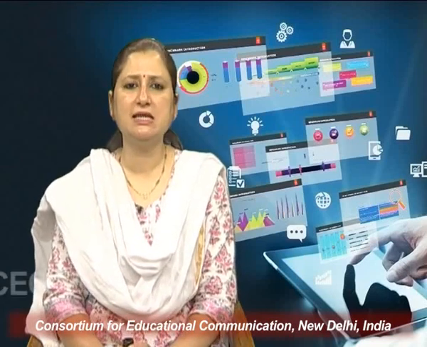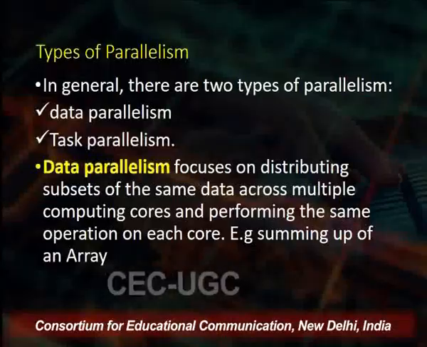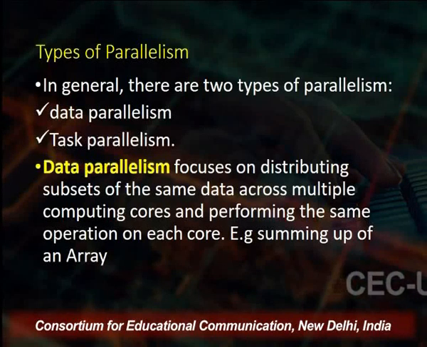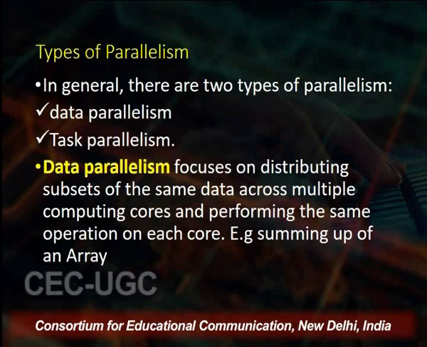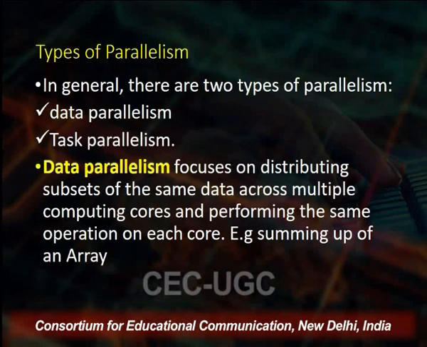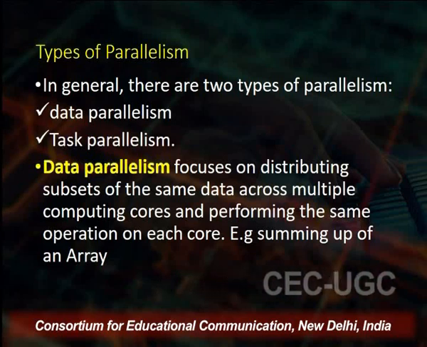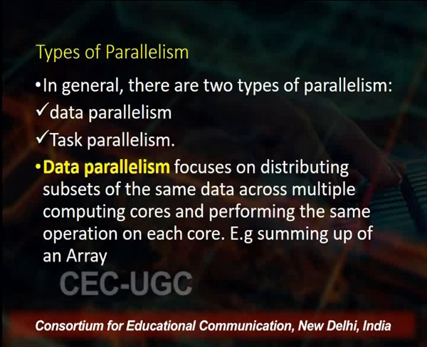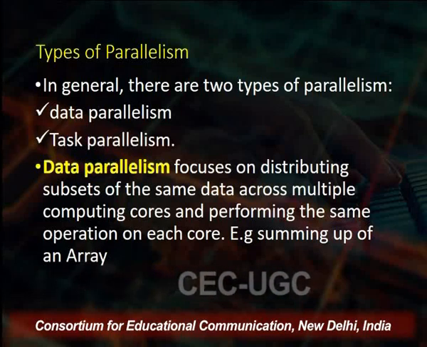So now we see that there are 2 types of parallelism which are commonly witnessed. One is data parallelism and the other is task parallelism. Data parallelism means that the focus is on distributing subsets of the same data across multiple computing cores and performing the same operation on each core.